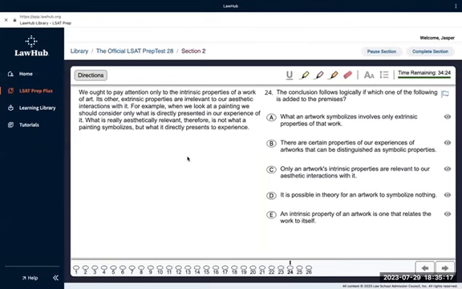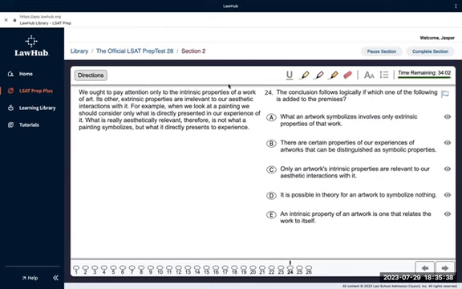Hi, in this video, I'm going to go over this one logical reasoning question. This one comes from the first logical reasoning section of Prep Test 28. On Law Hub, that's section 2, but in the format of the original, it would have been section 1.